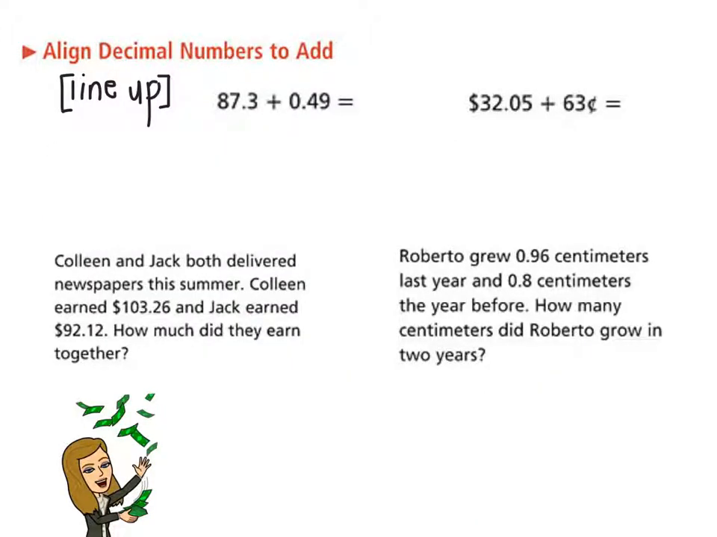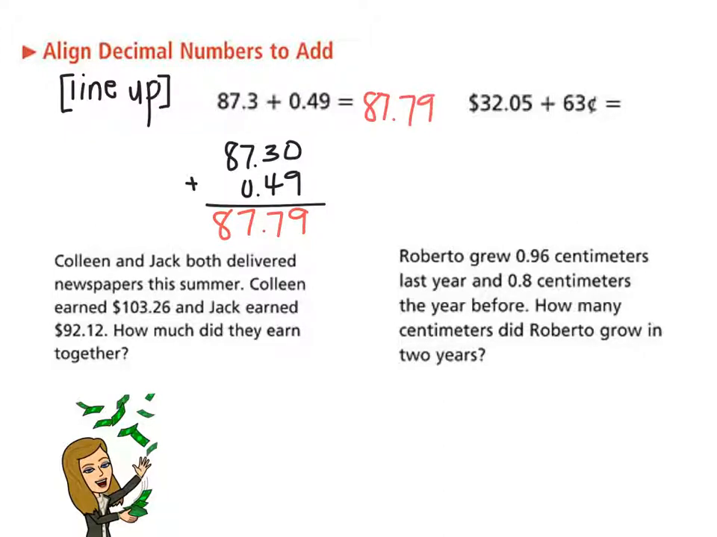So as a quick refresher, remember to align the decimal numbers to add. You need to line up the decimal point. So if we have 87 and 3/10 plus 49/100, first thing I'll do is line up my numbers larger on top. And remember that once I've lined up my decimal point, if I see any awkward gaps, I can fill those in with a 0. Now I'm ready to add. 0 plus 9 is 9. 3 plus 4 is 7. Bring down my decimal. 7 plus 0 is 7, and then 8. So this is equal to 87 and 79/100.